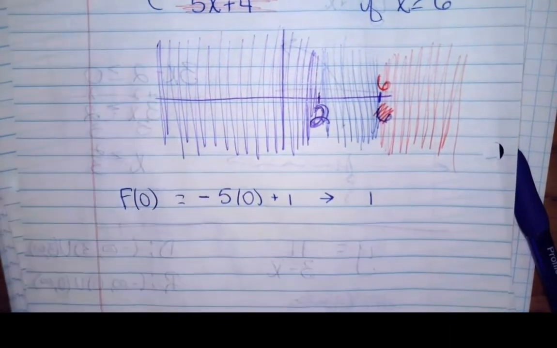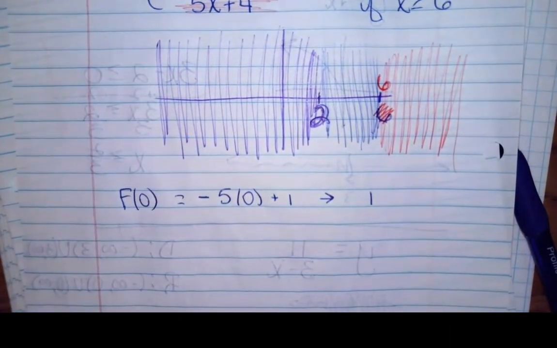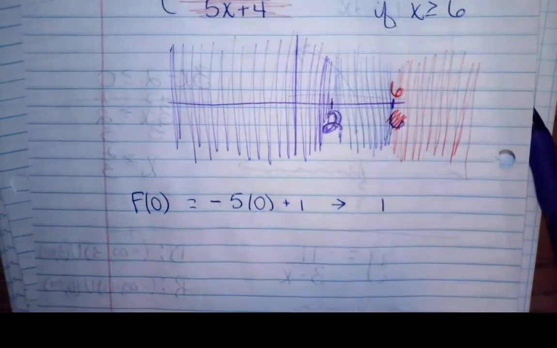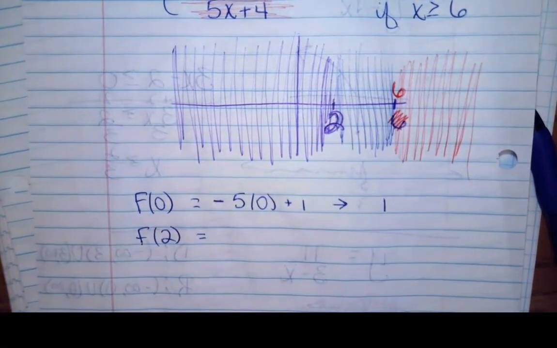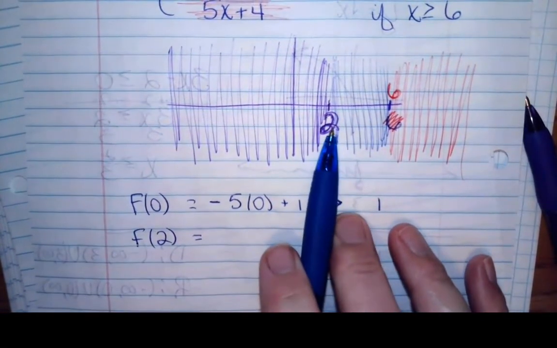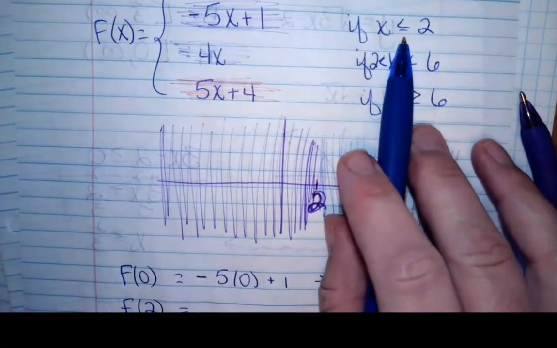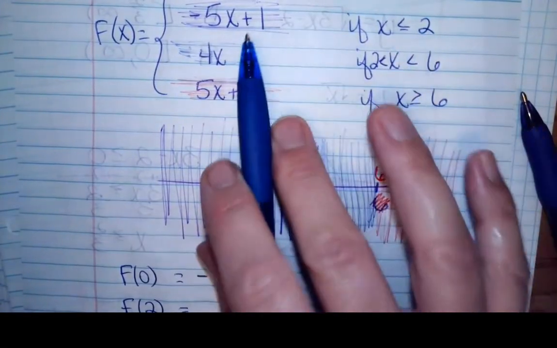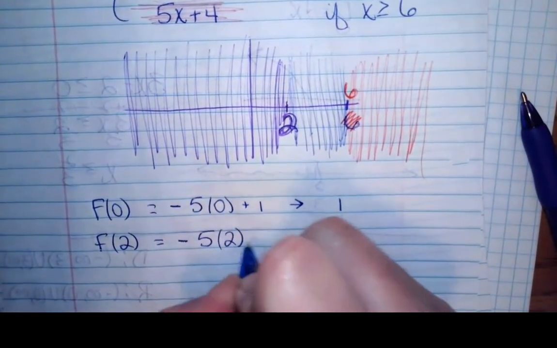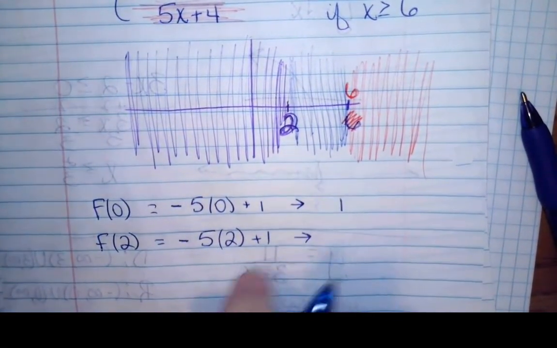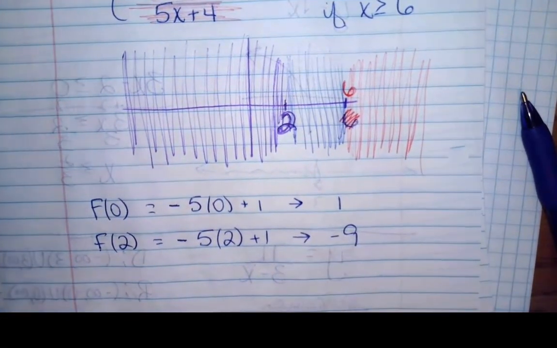Let's do another one. I'm filling these in as we go. All right, so the next one is going to be a 2. Who owns the 2? Purple, blue, or red? Purple owns the 2, because purple can be 2. So I'm going to grab the purple function again and shove in a 2. So negative 5 times 2 is negative 10, plus 1 is negative 9.